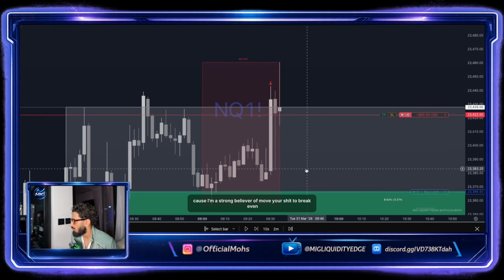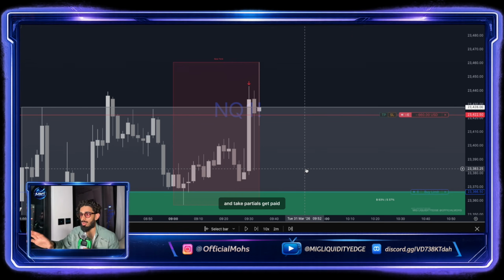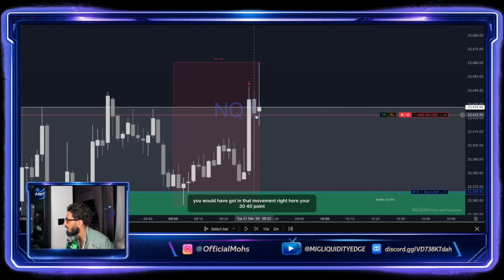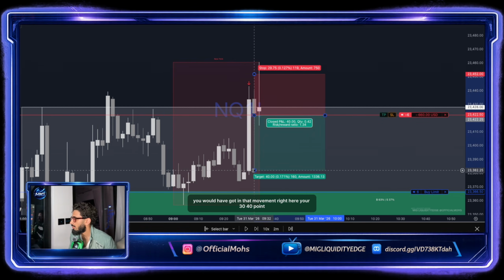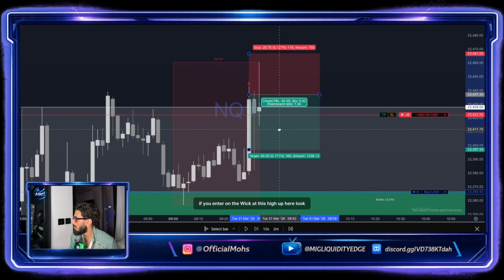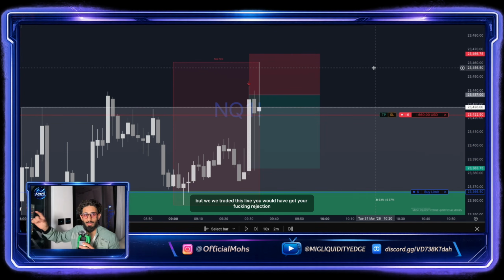Look inside that candle, because I am a strong believer of move your stop to break even and take partials. Get paid. Like always get paid. Okay. Look at this. You would have got in that movement right here your 30, 40 points. If you entered on the wick at this high up here, look, you would have taken your 50 points. I obviously can't show you on replay mode, but we traded this live. You would have got your rejection.